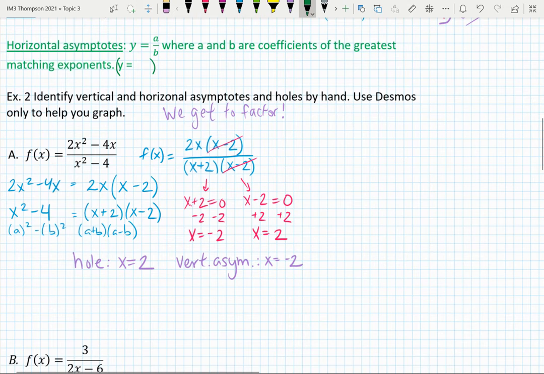Pause there. Question so far? We still got a couple steps to go. Any questions on how I factored, or where I found points of discontinuity, or what that means, or how I know which one's a hole and which one's a vertical asymptote?